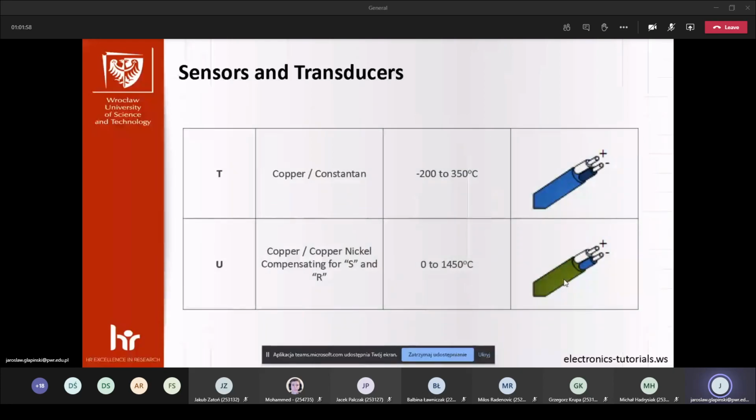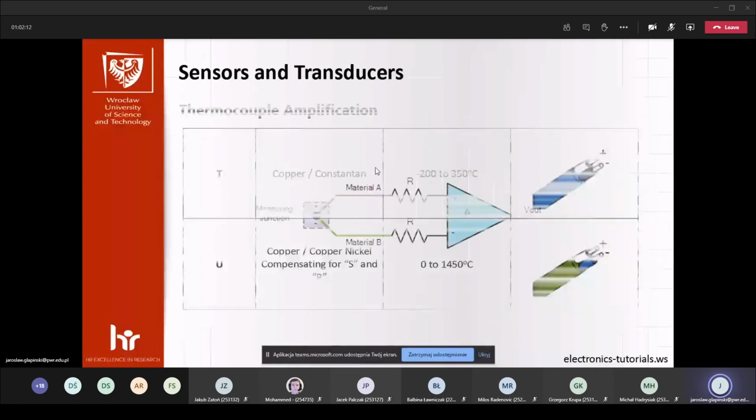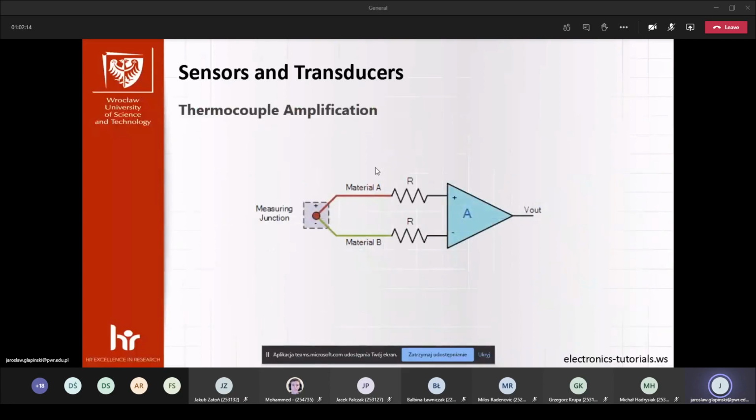But generally, if we are using this type of combination, we are trying to have a linear relationship between the voltage and the temperature. So, as I said, the voltage from the thermocouple is very low, so it's in millivolts. So we generally need to amplify it, and we use amplification as we were learning before.